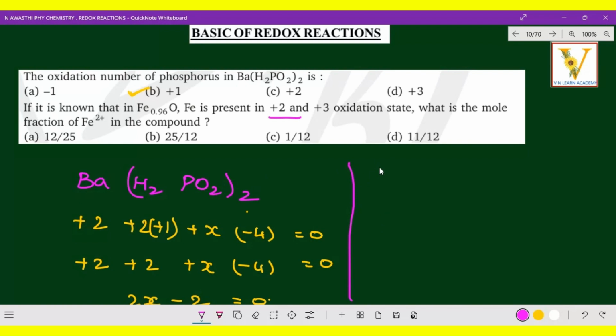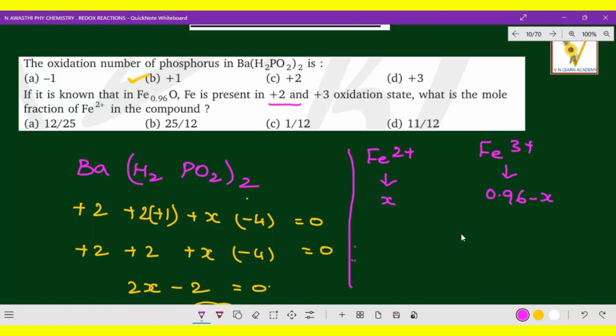Here in this point, here Fe. So Fe2+ and Fe3+. So Fe2+, let us check with that x. Let us think it is x. And Fe3+ is 0.96 minus x. So from this mole fraction only, no? So in this way we can identify. Now the overall charge of oxygen, oxygen, it is -2. Okay, now let us write at this point.